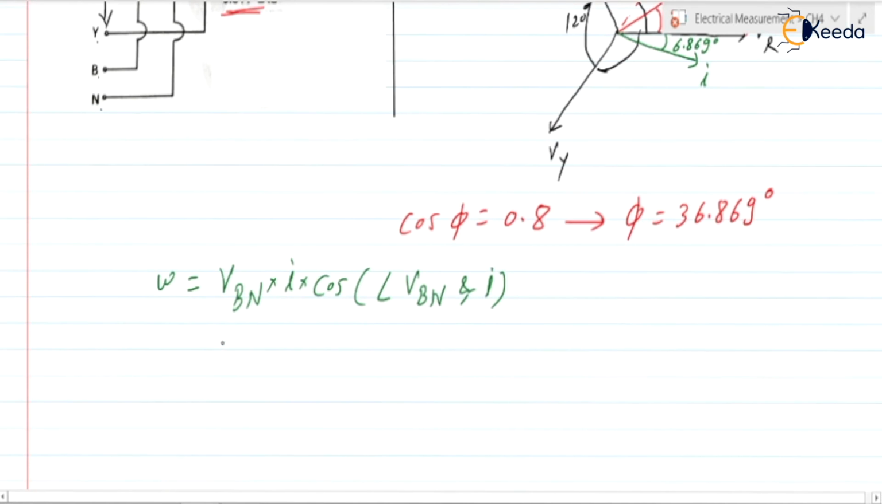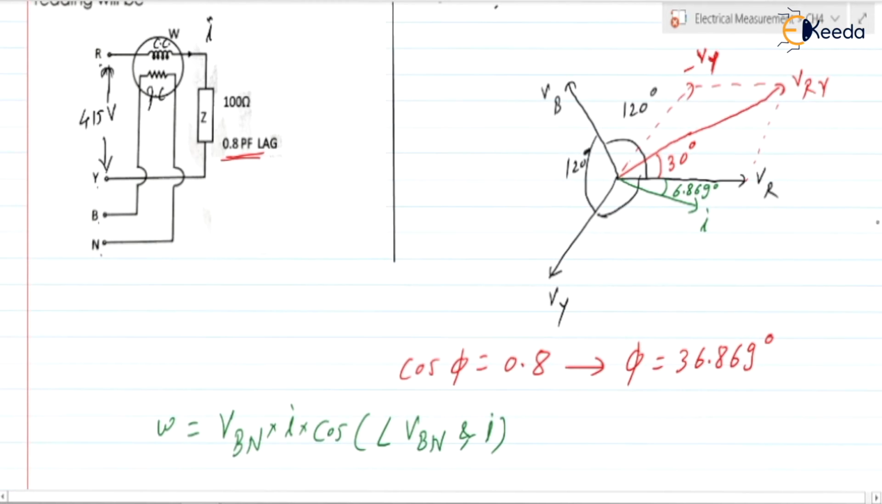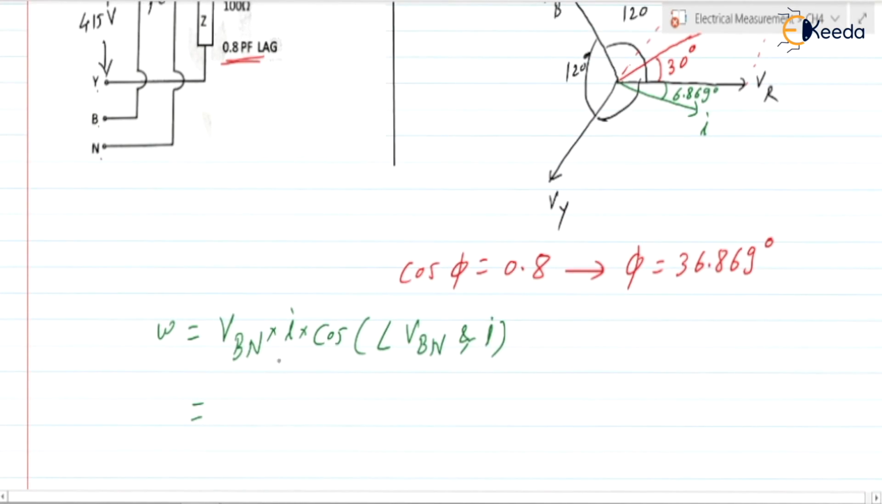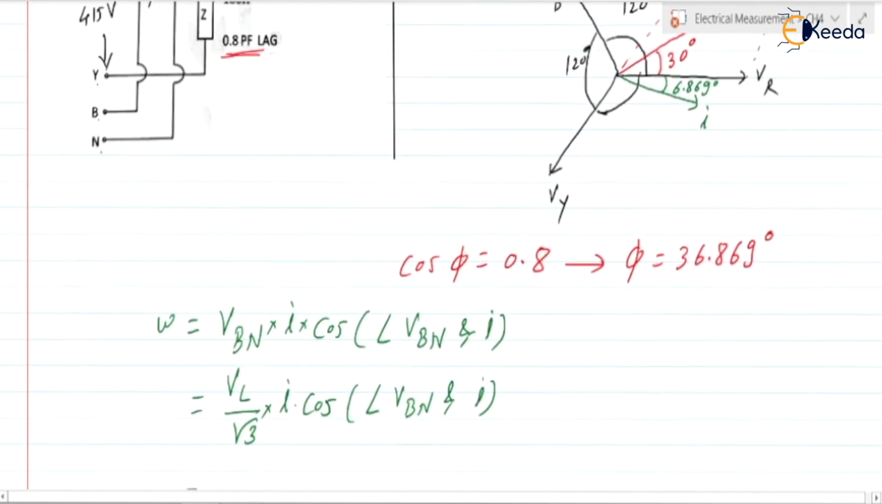So here we can write what VBN is. VBN is the same as VB. Here we have the line voltage of 415 volts. And it is given that the single phase load is connected to a symmetrical 3-phase 4-wire system, so definitely it will be star connected. So VBN is the phase voltage, V line divided by root 3, into current I into cos of the angle between VBN and I. VL is given, it is 415 volts.